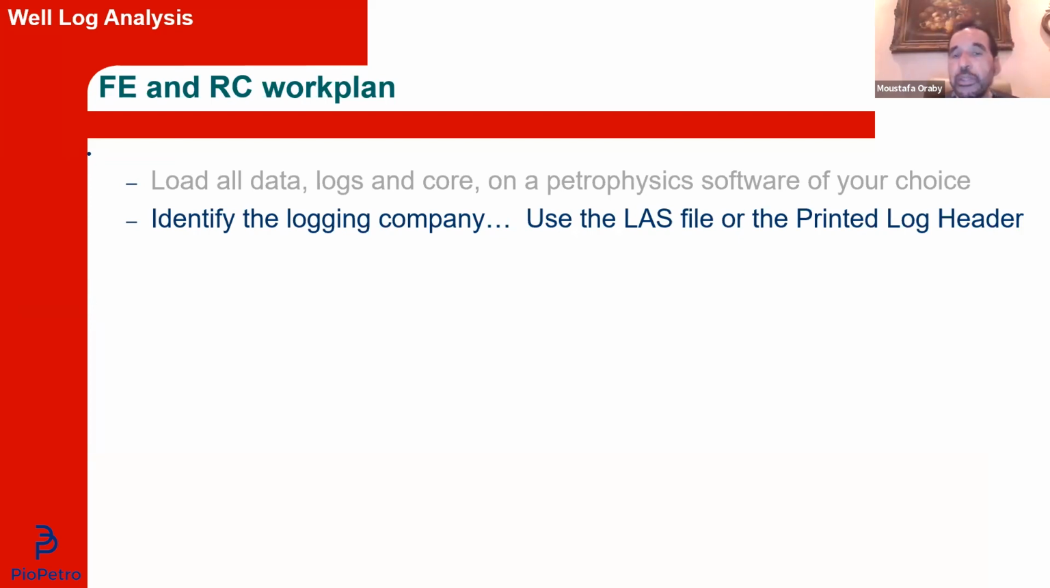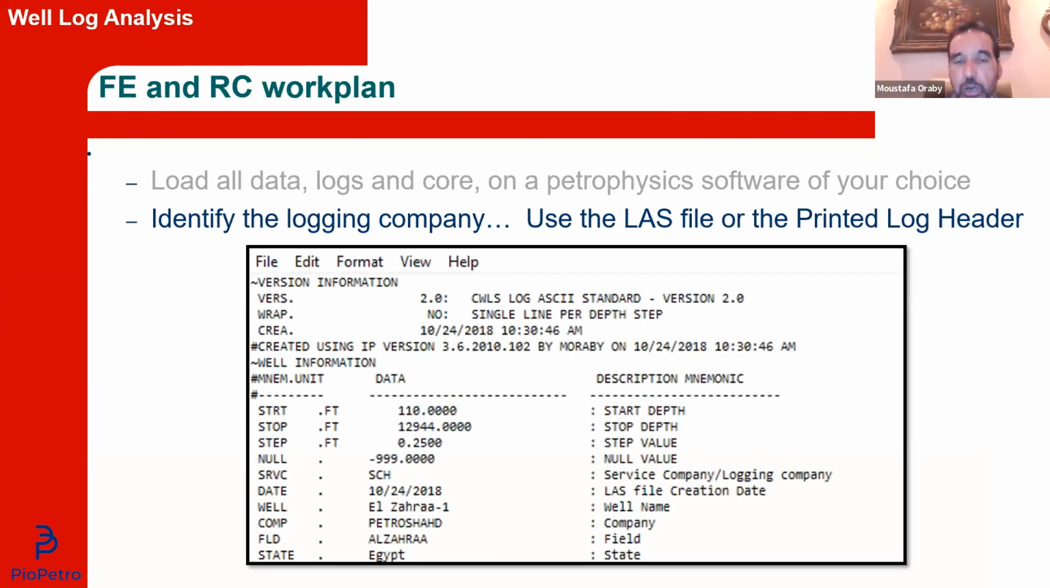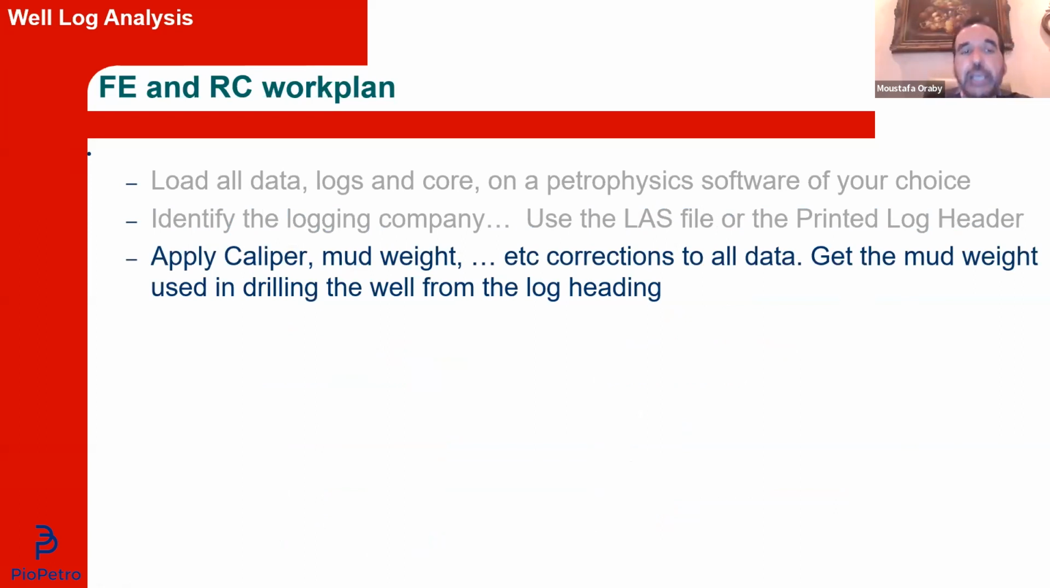Now, if I open the data file here, I will very easily locate the company. Here's the service company, Schlumberger. So from the log data, I can find this out easily. Service company, logging company is Schlumberger. So now I found out that the company that ran this well, logged it, is Schlumberger. Then you need to apply caliper correction, mud correction, all the corrections that we talked about here. Let's just start one by one.